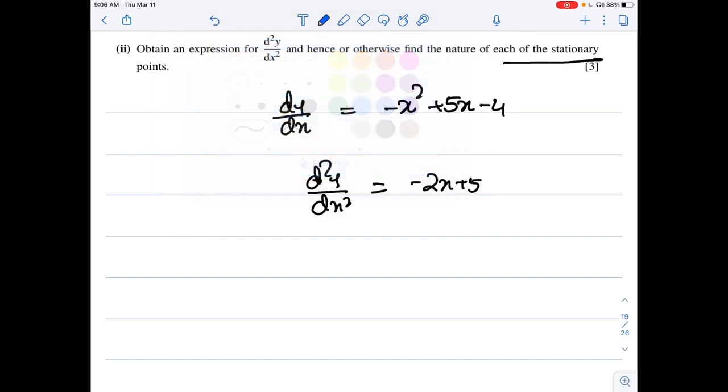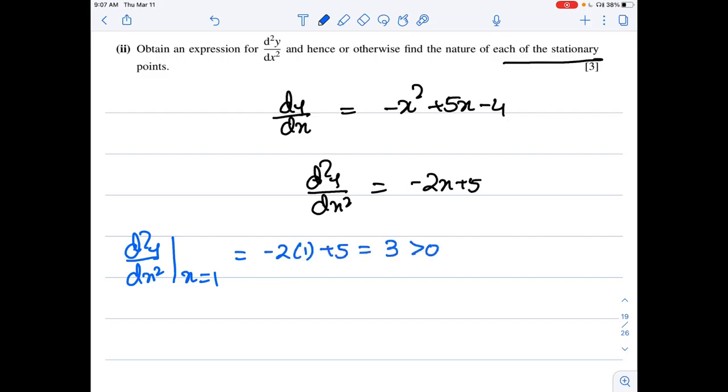So what am I going to do? I am going to find the values of the second derivative at that x value. X value is equal to how much? It was 1. So plug in minus 2 times 1 plus 5, which becomes 3, which is a positive answer. So therefore the curve has a minimum value. If it is positive, the curve has minimum value at x is equal to 1.